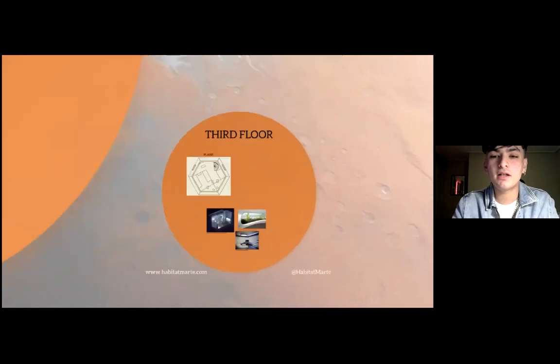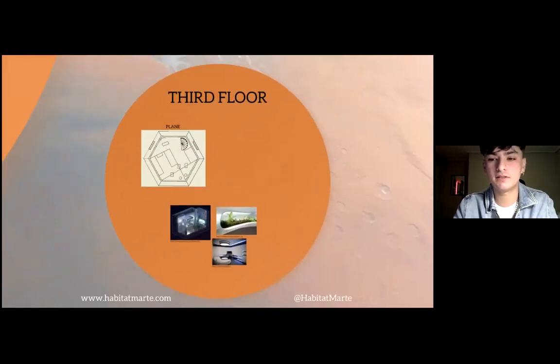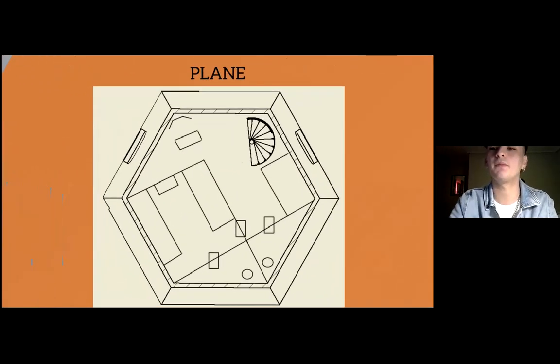And finally, the third floor. This is the plan. On this floor is where the bedroom is going to be. This is the bedroom. These are the beds here and here. And this is a desk. On this floor there will be two bathrooms, this one and this one, one with access from the bedroom, and the other one with access from the outside.